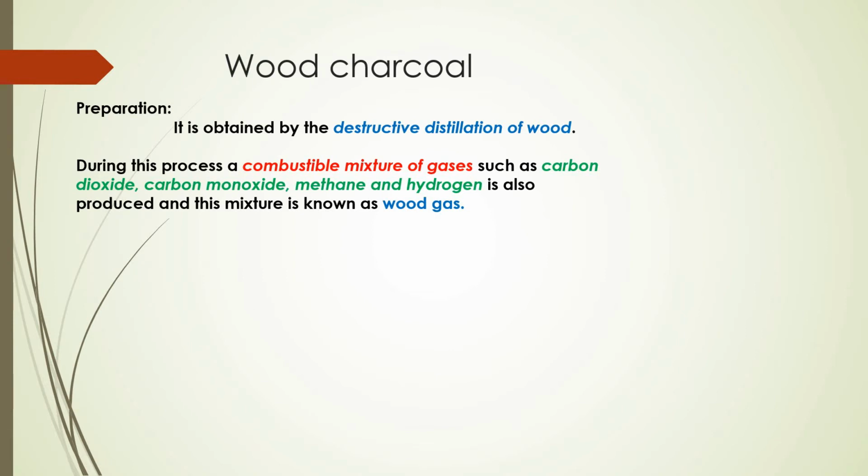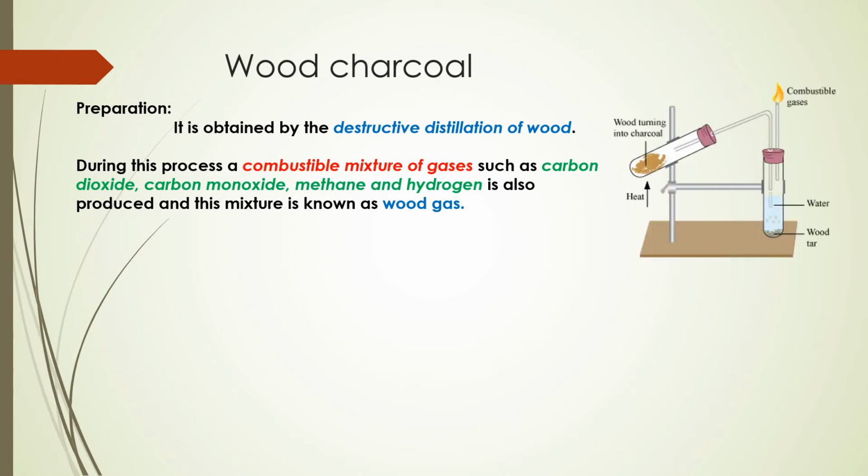Wood charcoal can be obtained by the destructive distillation of wood. What does that mean? Wood is heated at very high temperature in the absence of air, and that process is called destructive distillation of wood. This is how we can do the lab preparation of wood charcoal, but we can also make wood charcoal at our home.